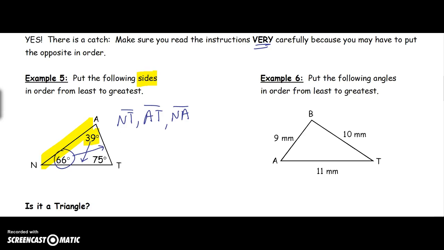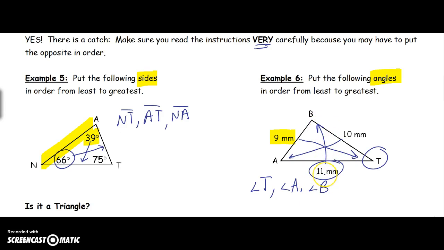And in example 6, it says put the following angles in order, and I give you sides. Just like the problem before, the side measure corresponds with the angle measure. So the smallest side here is 9. You're going to go across the triangle. Angle T is going to be your smallest angle, I apologize. Here we have 10 is the next one. You're going to go across, so you have angle A. And lastly, 11 is the longest, so you're going to have angle B.